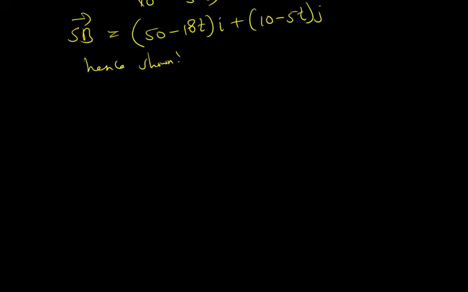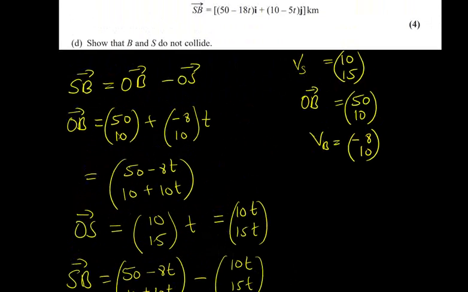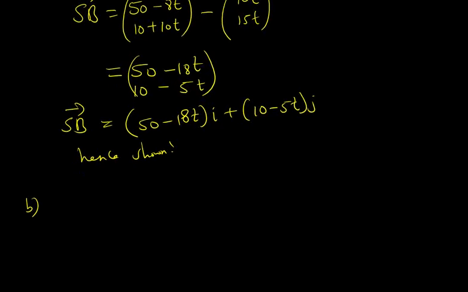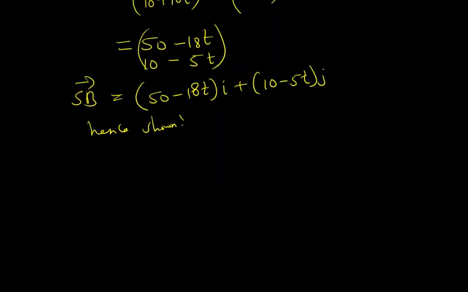Now, I think that should be part B, showing that they are not colliding. Now S and B collide if the distance between S and B, or let's say the displacement between S and B, is equal to 0.